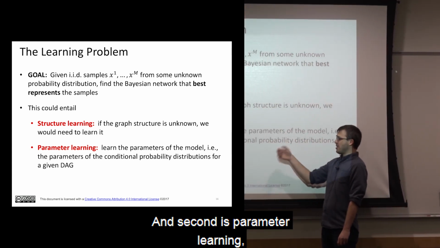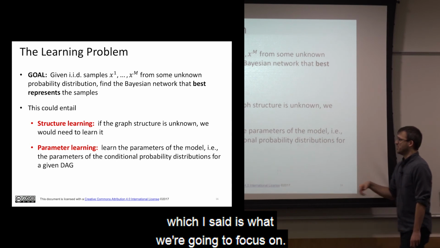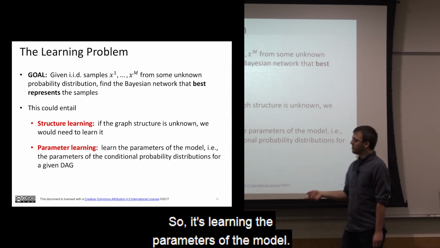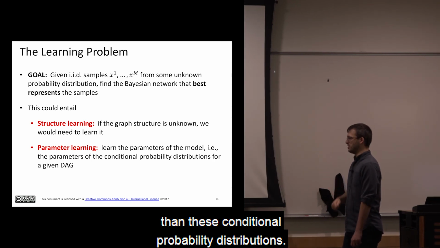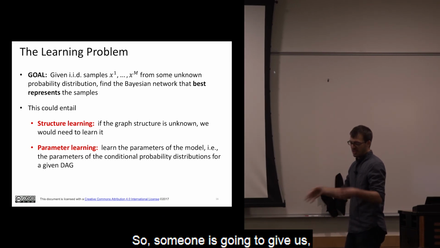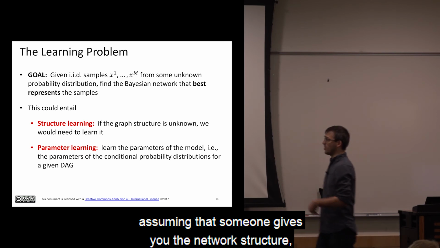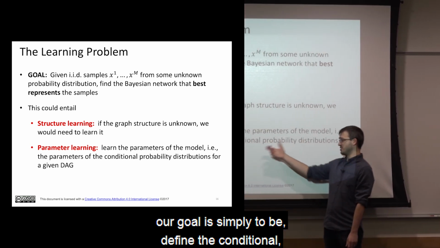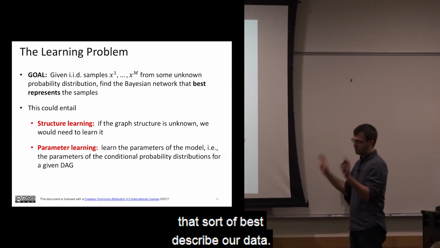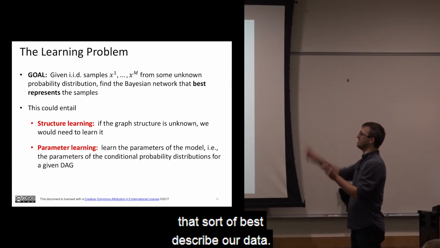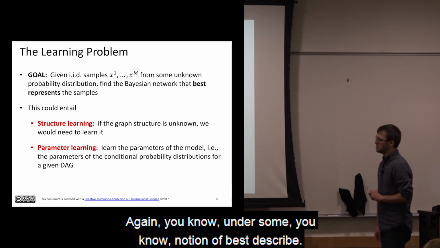The second is parameter learning, which is what we're going to focus on. So it's learning the parameters of the model. In the case of Bayesian networks, the parameters are nothing more than these conditional probability distributions. Assuming that someone gives you the network structure, our goal will simply be to find the choices for the conditional probability distributions that best describe our data, again, under some notion of best describe.